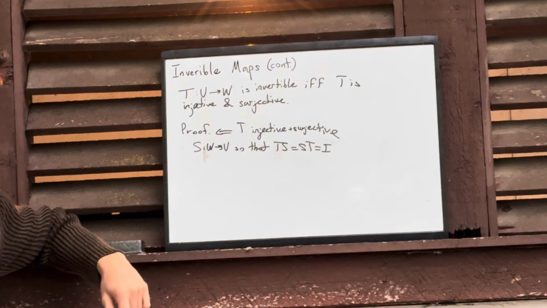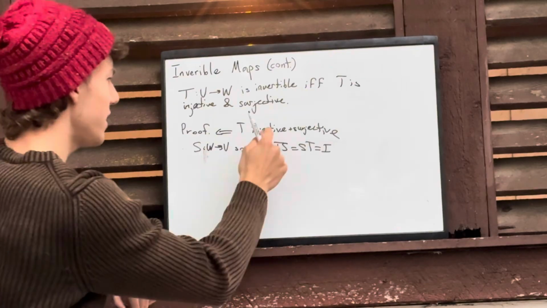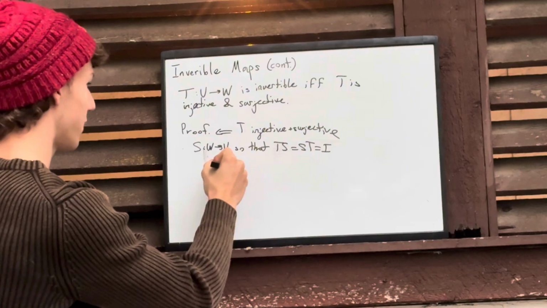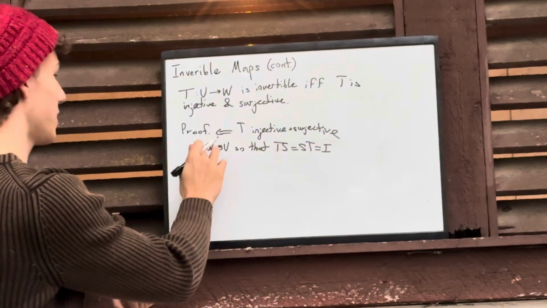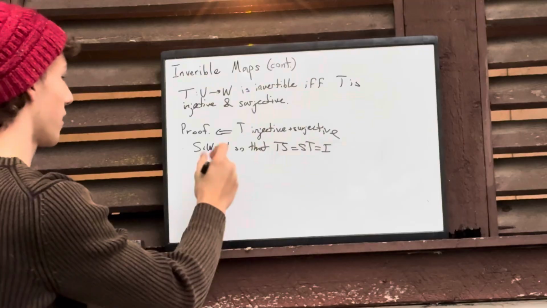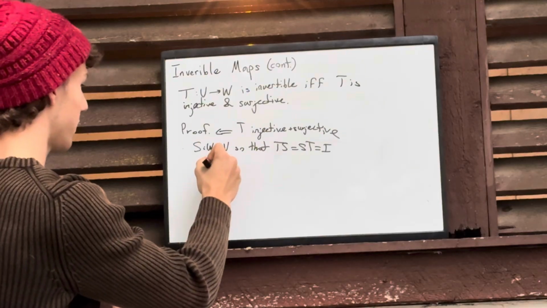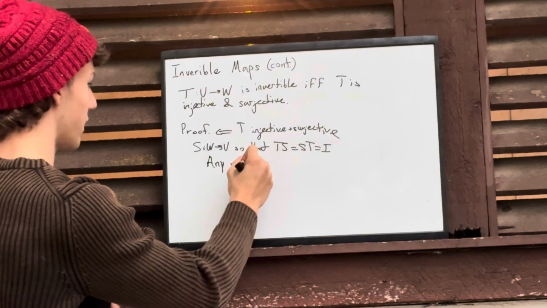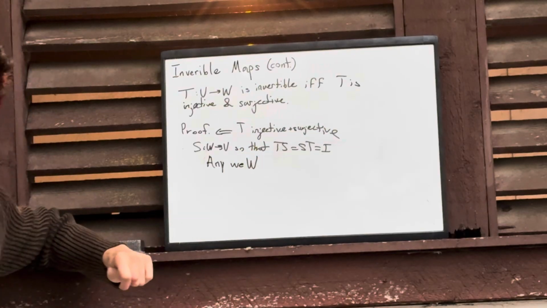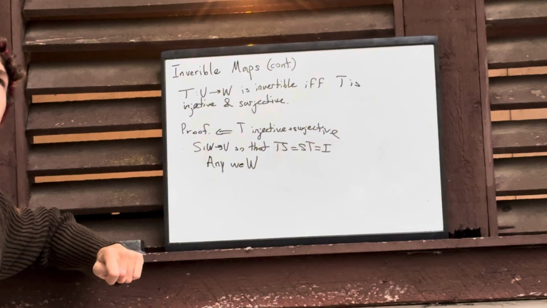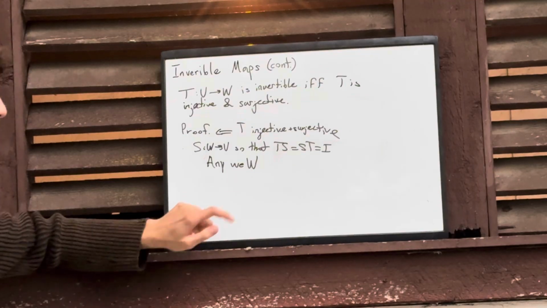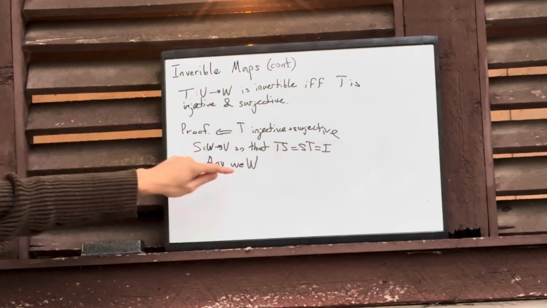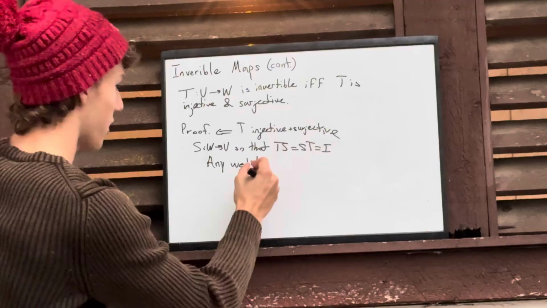Well, let's think about it like this. If T is injective and surjective, for every... we're going to try to construct one. Again, this is kind of tricky, these constructive proofs. So let's take any W in W, because we're trying to construct T inverse. We need to find a V that we want to map this guy to. We want to find something inside of the vector space V that we want to map any W to. Okay, now I have an idea.